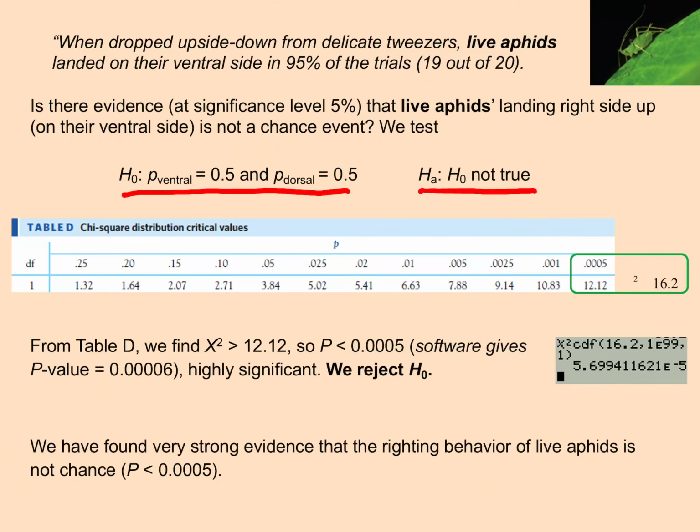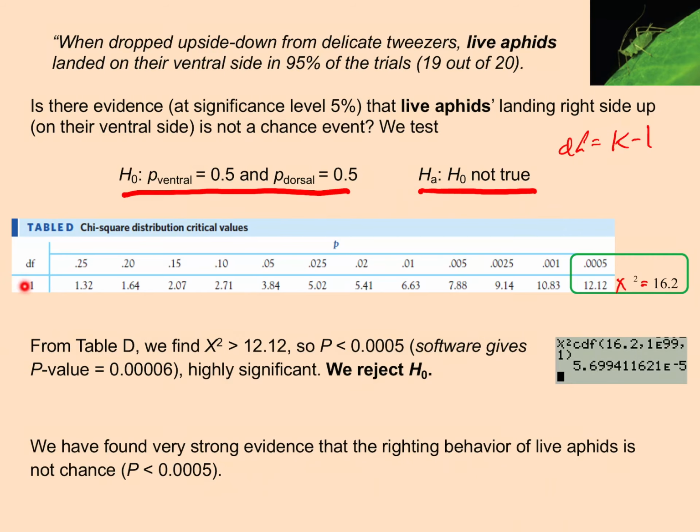Well, we know that we've calculated a chi-square of 16.2. So we have a degrees of freedom of 1. And I may have forgotten to mention this before, but our degrees of freedom, df, equals k minus 1, where k is your number of levels. We have 2 levels in this example. An aphid can land on its ventral side or its dorsal side. So 2 minus 1 is 1 degree of freedom.